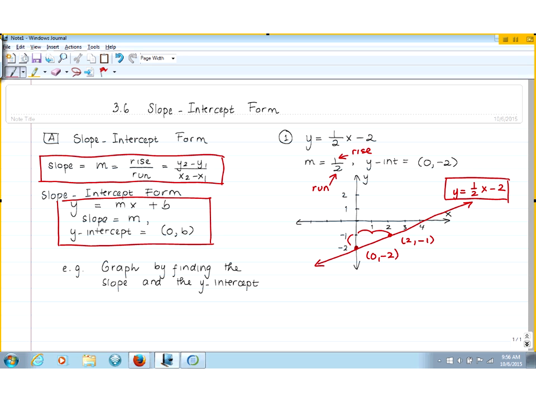Before somebody asks me, what do you mean label the line? This is you label the line. Label the points. What do you mean label the points? Meaning you write down the ordered pair here. Easy? Okay.